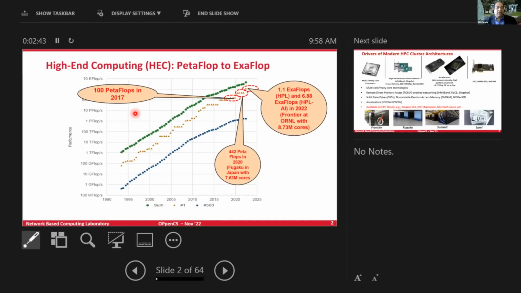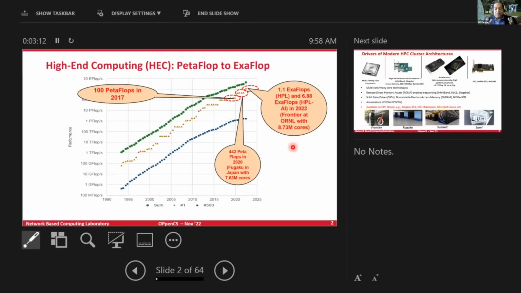And of course, next week is supercomputing. I'm not sure whether we'll have a new system or not. I don't know. We'll come to know about that on Monday and Tuesday. But the broad idea is that we have crossed the exaflop barrier. And if you take a look at the systems, this is the Oak Ridge system with a Slingshot interconnect, AMD CPUs and AMD GPUs. Altogether, it has 8.73 million cores.